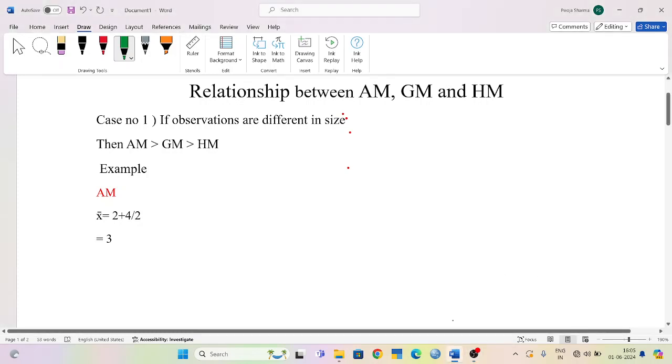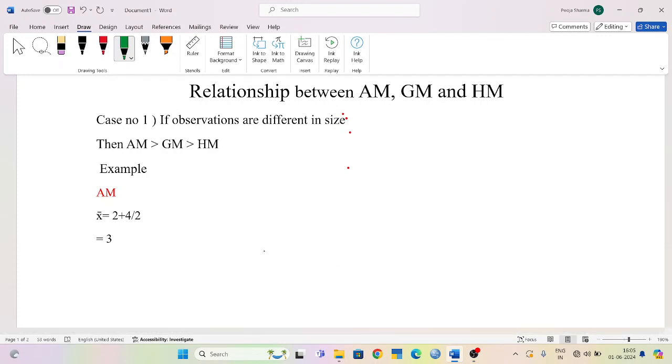Relationship between AM, GM and HM. Case number 1. If observations are different in size, then we can prove that arithmetic mean is greater than geometric mean and geometric mean is greater than harmonic mean.